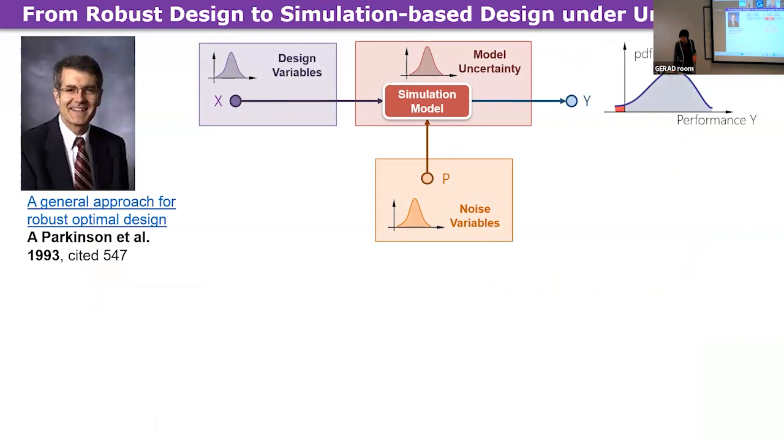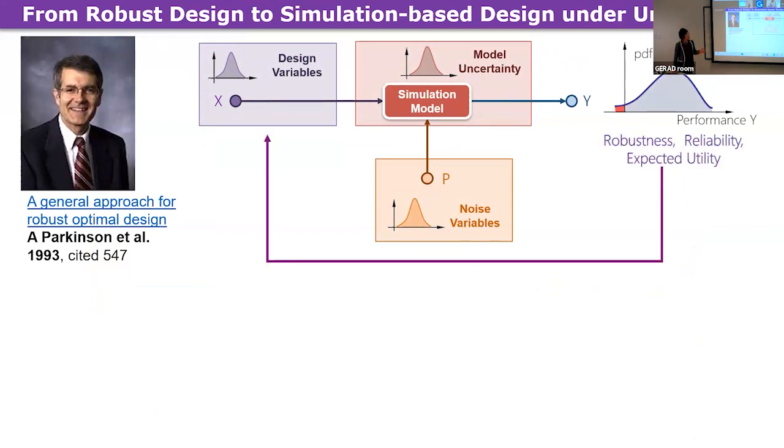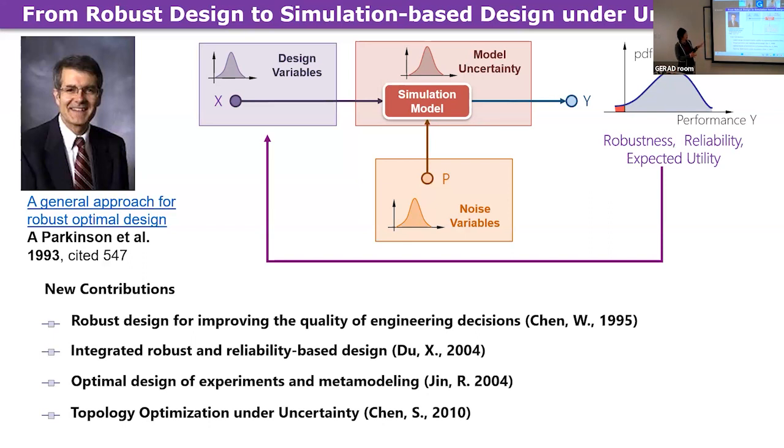So at the end, you're looking at using optimization to try to accomplish design objectives associated with robustness and reliability, which is the tail of the distribution. In some cases, you could actually have a preference function to optimize your utility. So this could be solved using optimization methods. I would attribute to Alan Parkinson being the first one who used optimization to solve this kind of problem. Inspired by his work, I focused on robust design in my thesis, on using this method to improve the quality of engineering decisions.